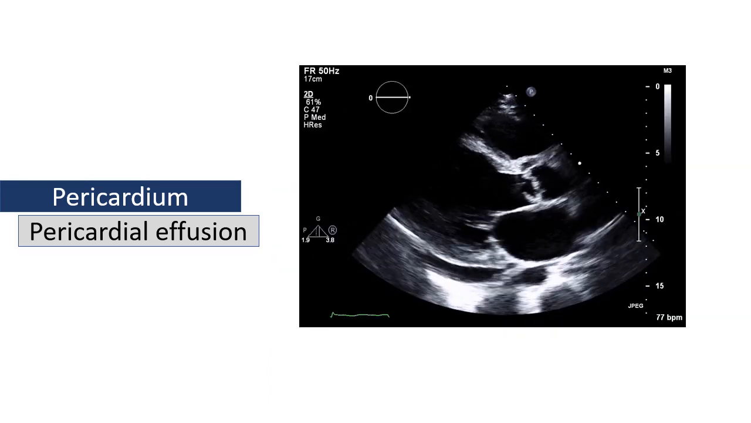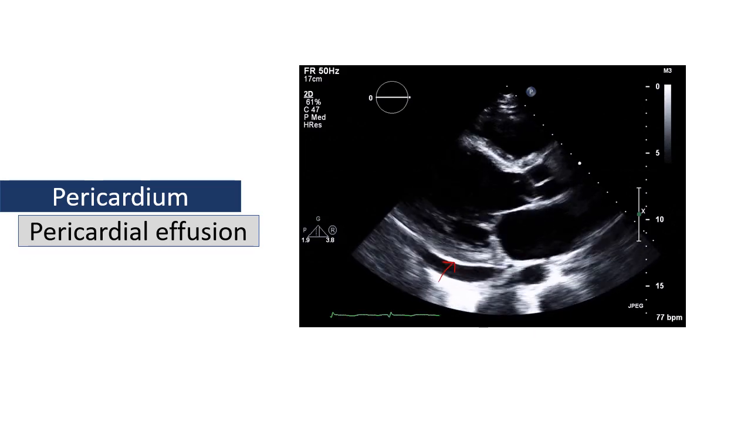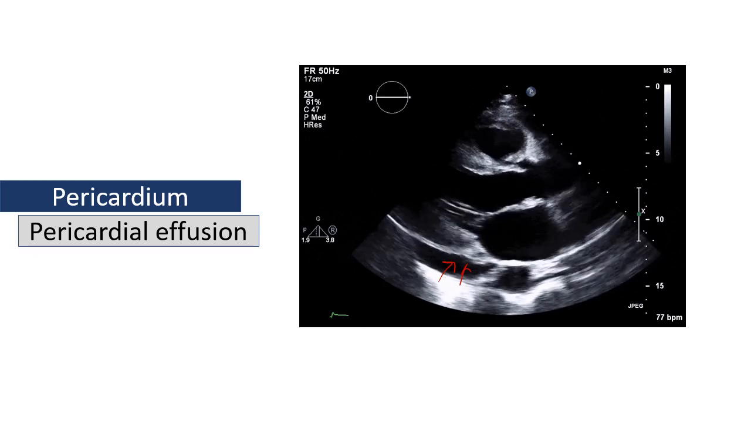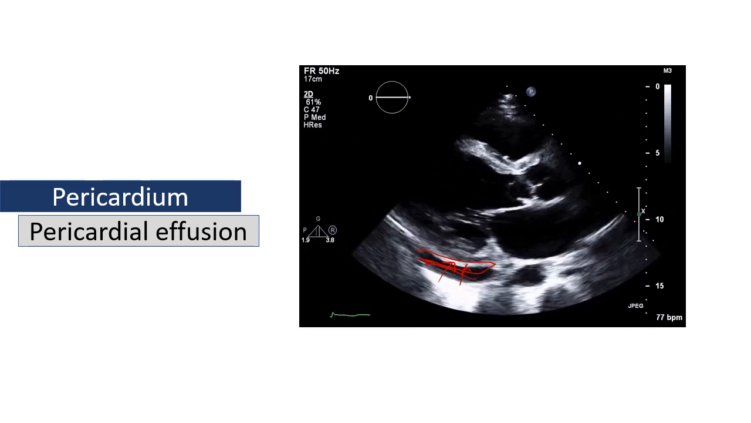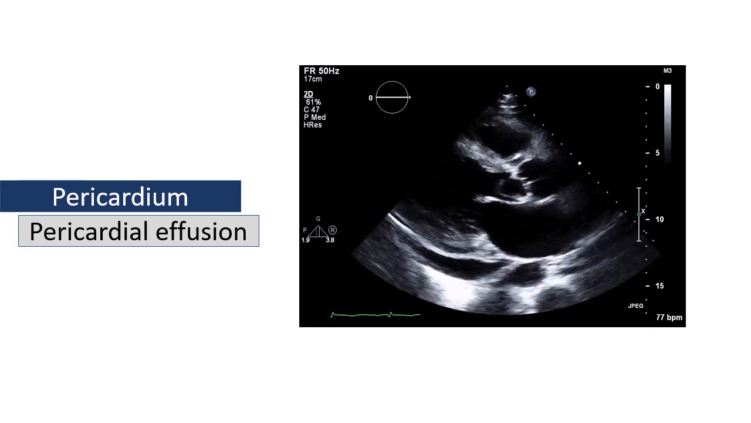This is another example for pericardial effusion. It's anterior to the descending aorta, so this is pericardial effusion. The black space behind the LV is pericardial effusion.